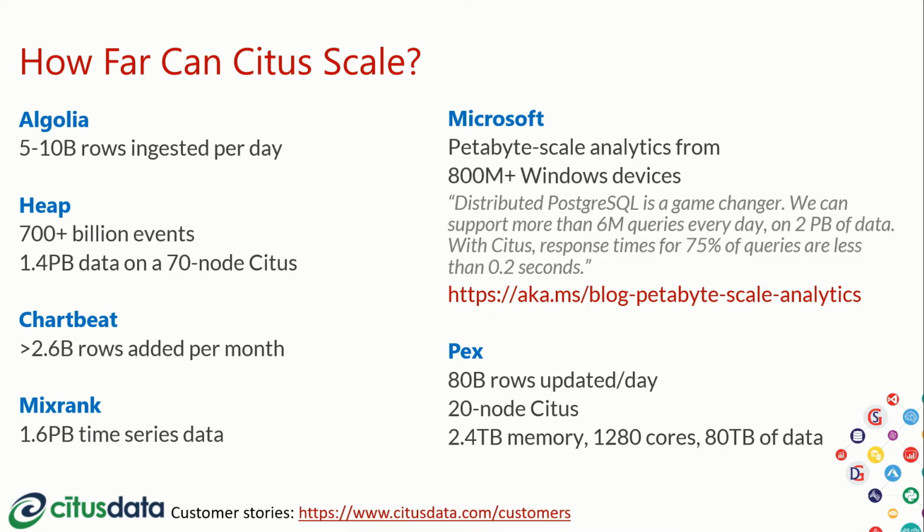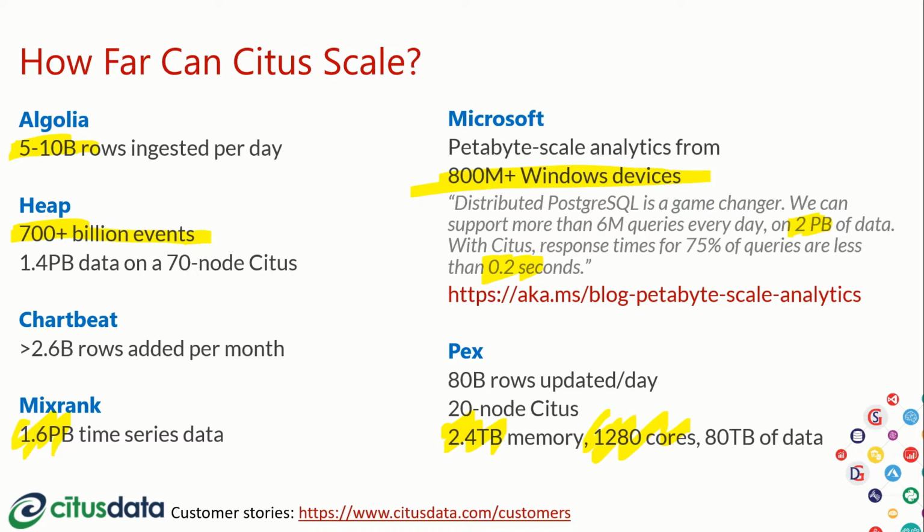Well, I'll share a few numbers here to you. Look at those numbers. 5, 10 billion rows, 700 billion events, 2.6, almost 3 billion rows here, 1.6 petabyte of data, 2.4 terabytes of memory, almost 1,300 cores. And if you look at it, even Microsoft is using it. We do have the Windows team that is using Citus extension in Postgres to process signals from more than 800 million Windows devices. And with that amount of data, which is about 2 petabytes here, most of the queries do run in less than 0.2 seconds. That is something that is very, very performant.